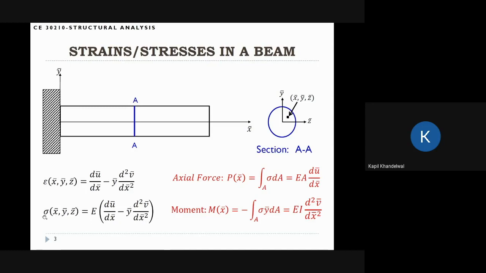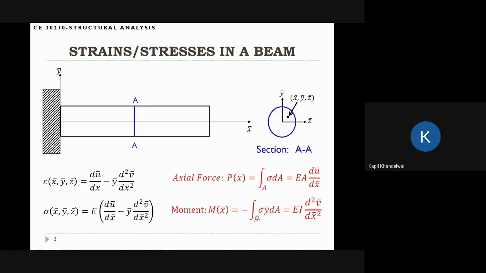And once we know the stress at a particular point, we can integrate the stress all over the cross-section to find the axial force. So axial force is nothing but the integration over the whole cross-sectional area A of this stress here. And if we do this exercise, we end up with this expression EA du by dx. So this is the axial force. And for the moment, we just multiply the stress by the moment arm y. And the negative sign is just because of the sign convention here.